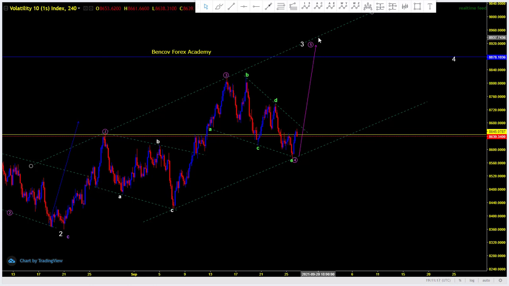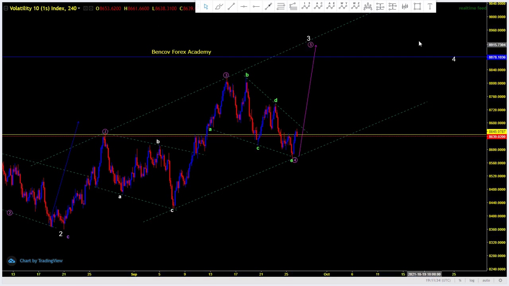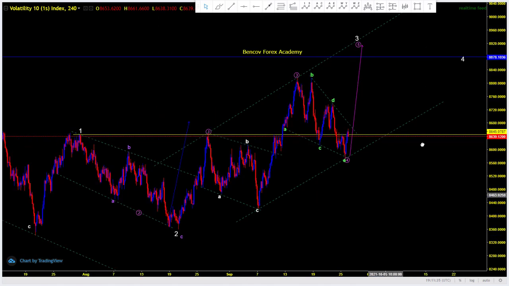I'm expecting it to push up to these areas to complete a third wave in this channel. Then after it completes a third wave, we might get a sideways correction, or it might correct back into these areas just to break down these areas before we get the fifth wave going upside.